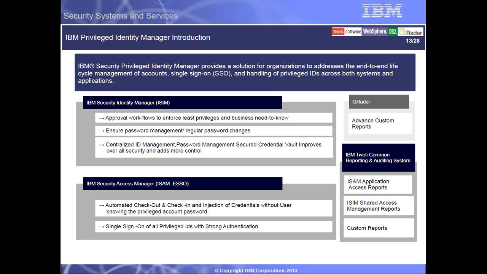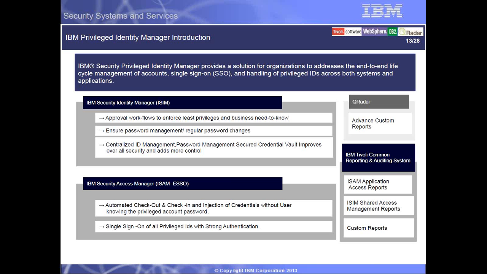Now, we'll talk about the product, IBM Privileged Identity Manager. IBM Security Privileged Identity Manager provides a solution for organizations to address the end-to-end lifecycle management of accounts, single sign-on, and handling of privileged IDs across both systems and applications. So basically, it's the identity management system, plus you have single sign-on, and then you also have reports. Now, there are sub-components in this solution.